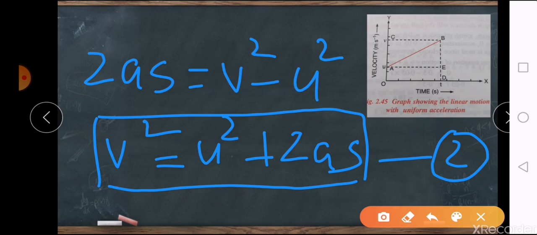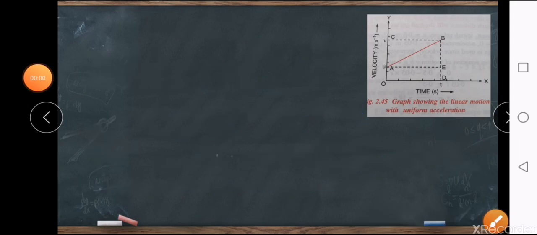Give it equation number 2. Now the derivation for the second equation of motion is over. Now let's see how we are going to derive the third equation of motion. As I have already told you, the third equation of motion also you are going to derive using the area under the graph, which will give you the displacement condition.